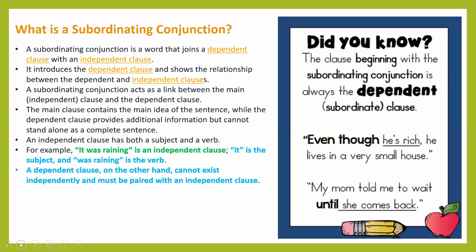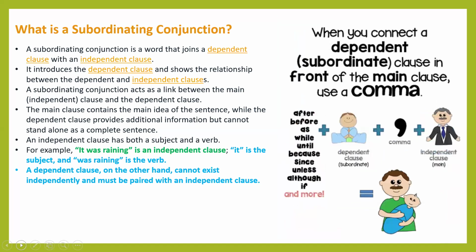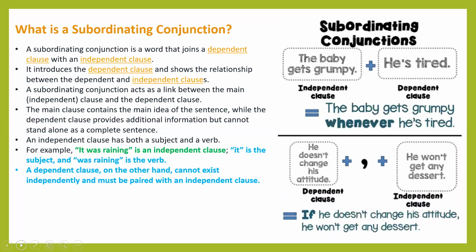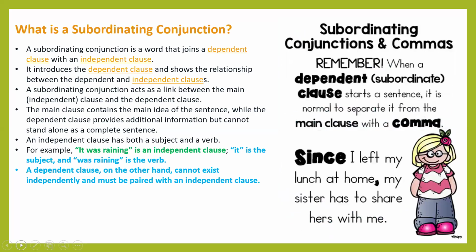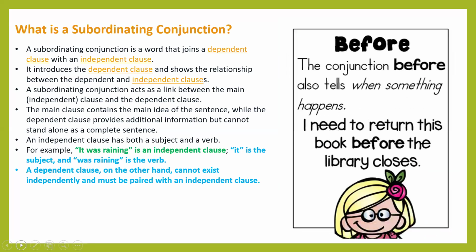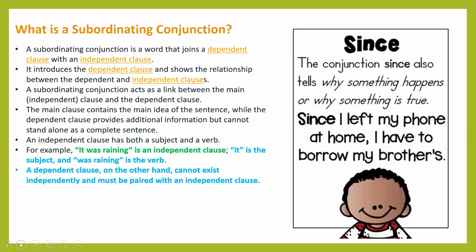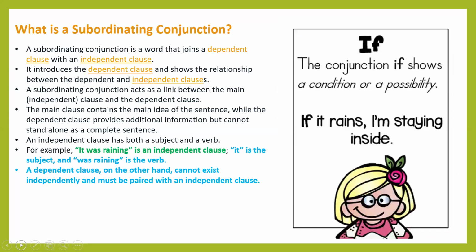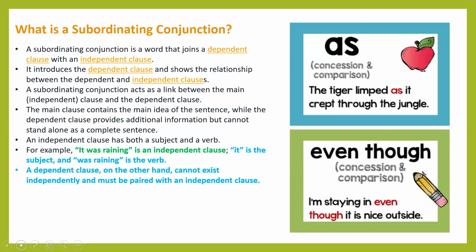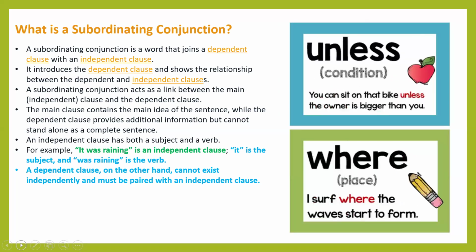Subordinative conjunction. A subordinative conjunction is a word that joins a dependent clause with an independent clause. A dependent clause is also known as a subordinative clause. An independent clause is known as a principal clause or main clause. It introduces the dependent clause and shows a relationship between the dependent and independent clause. So it helps in showing that relationship. A subordinative conjunction acts as a link between the main clause and the dependent clause.